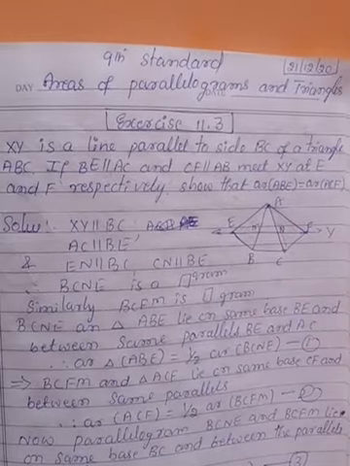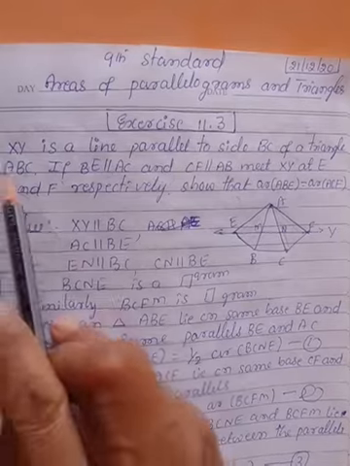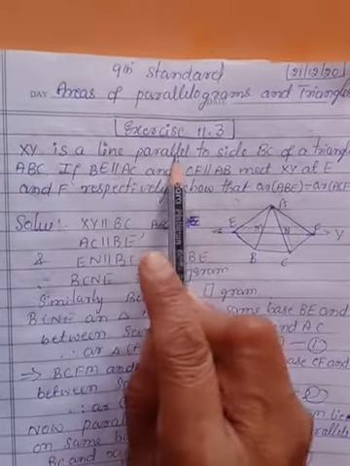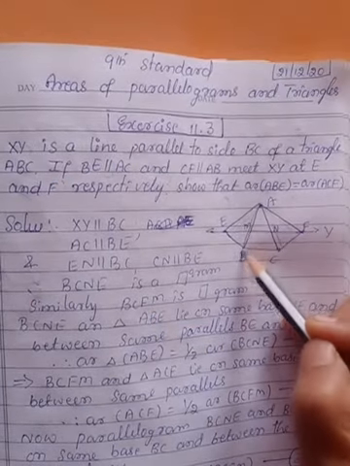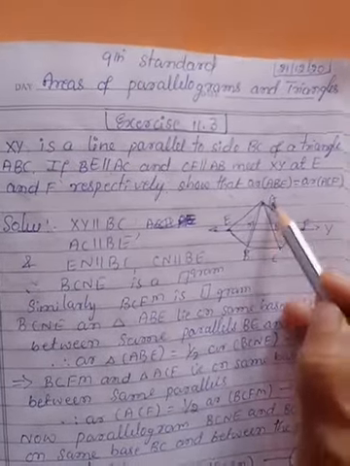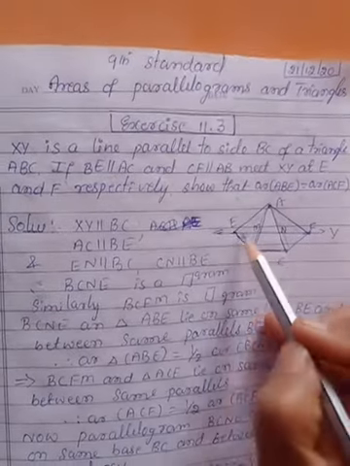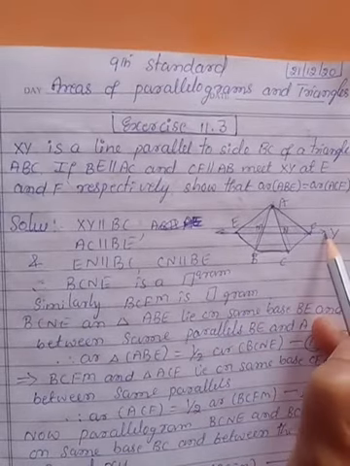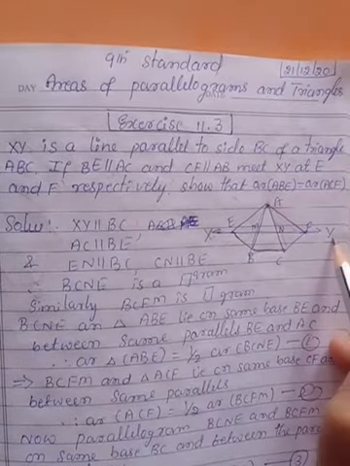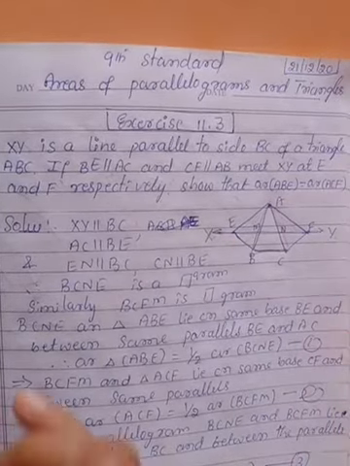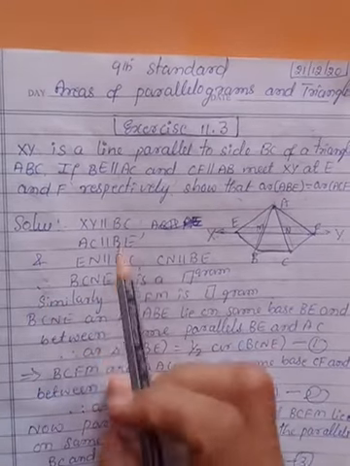You have to show this. Now, first, what is given? Just to check it out. XY is a line parallel to side BC of a triangle ABC. Draw one triangle ABC. For BC, draw one parallel line XY. So this is X and this is Y.